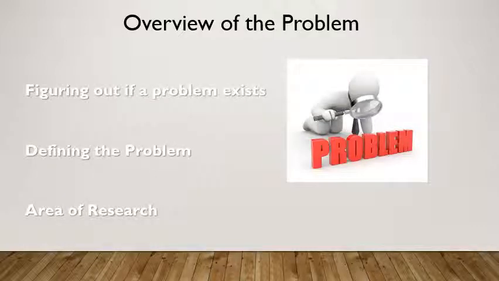Overview of the problem starts with figuring out if a problem even exists. So, in my research proposal, the chief financial officer ran financial analysis and discovered that the business had been underperforming for the last few quarters. So that's how we determined that there was a problem. The next thing was determining what areas of research we would have to consider.